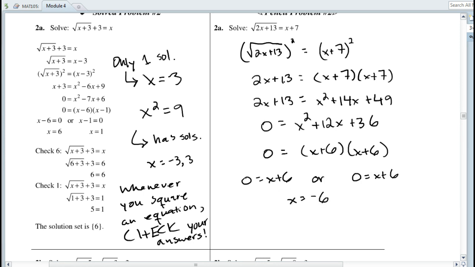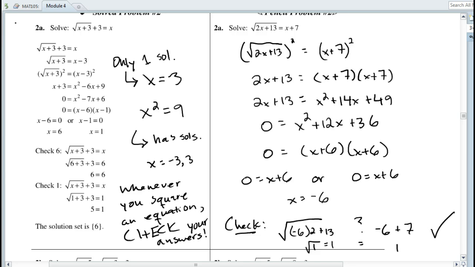But let's check it in the original equation. Does it actually work? Well, in this case, if you plug in, so check. We need to make sure that the square root of negative 6 times 2 plus 13 does in fact equal negative 6 plus 7. Well, this is just the square root of 1, which is positive 1, and this is positive 1, so the two things are actually equal, so it does check out.